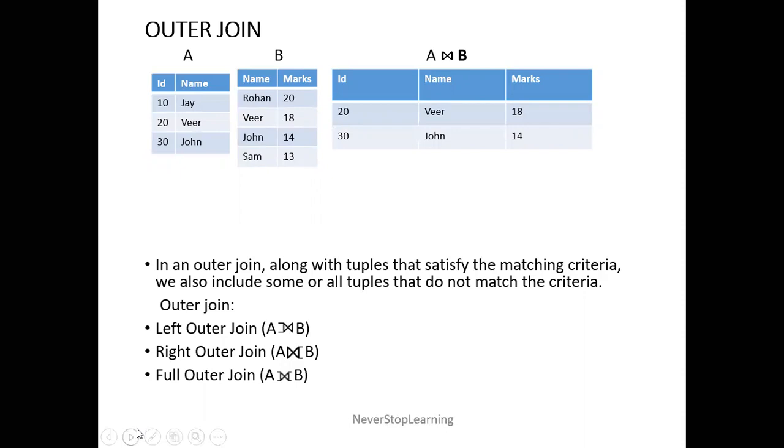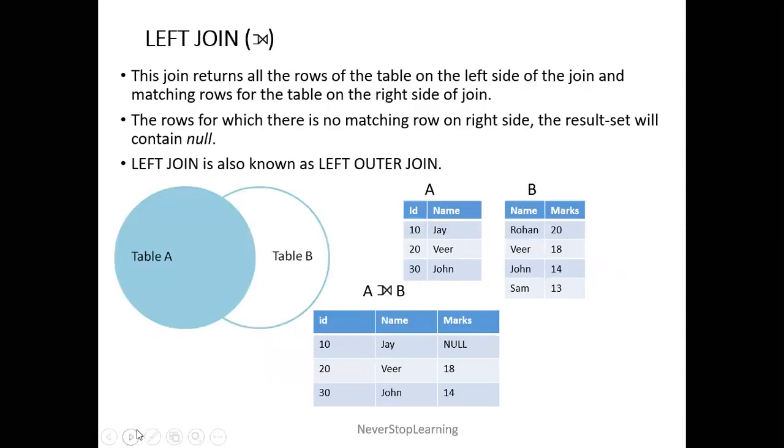Let's see all these outer joins one by one. First is the left outer join. The sign of left outer join is like this. This is the normal join sign, and two more arrows coming out from the left side make it the left outer join. This join returns all the rows of the table on the left side of the join and the matching rows from the table on the right side of the join.